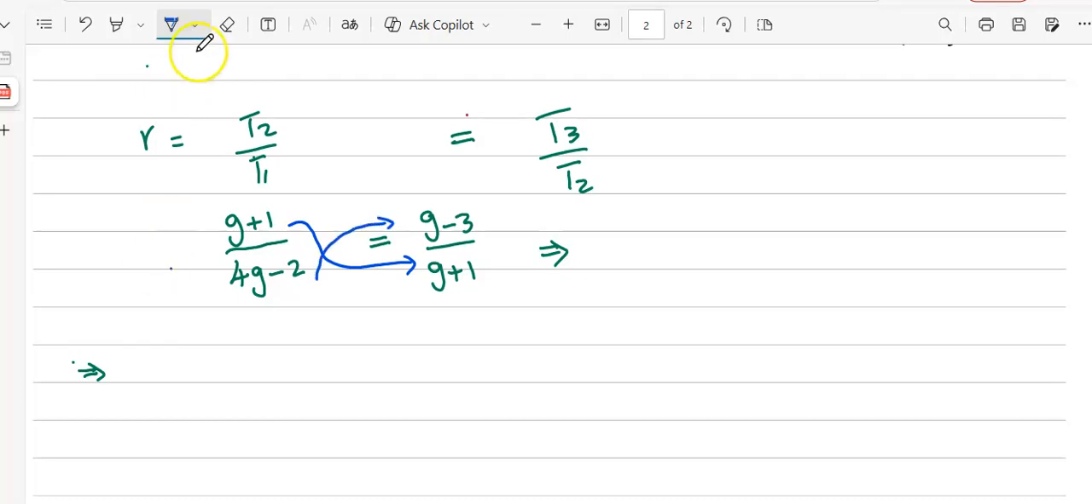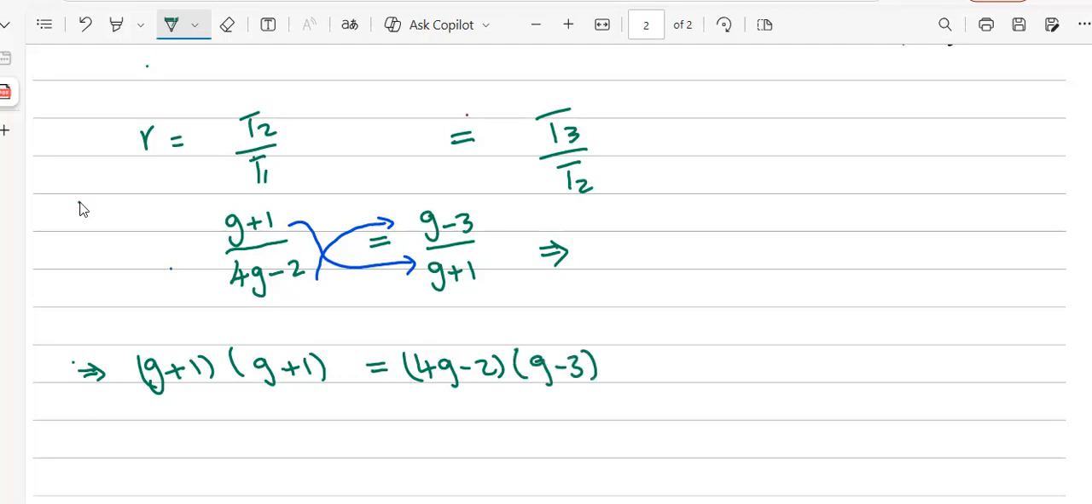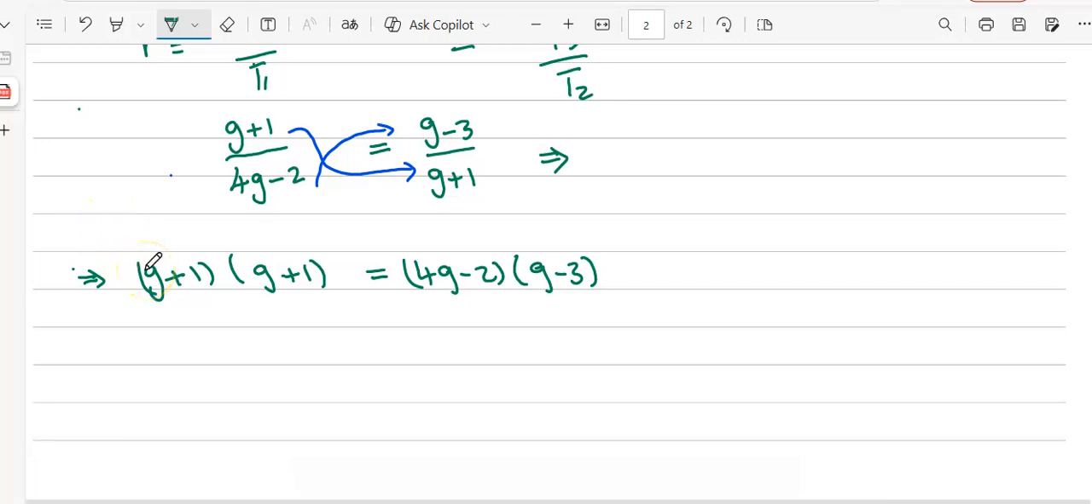So when we cross multiply, we take the g plus 1 and multiply that by the g plus 1. Both of them are g plus 1. Equate this to the 4g minus 2 into g minus 3. The next step is to multiply out the bracket on both sides. So now g times g is g squared, plus g plus 1.